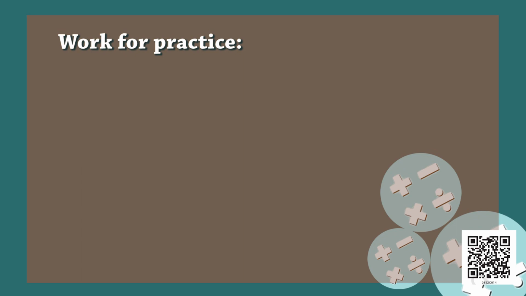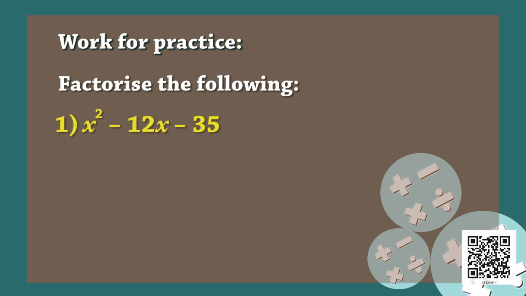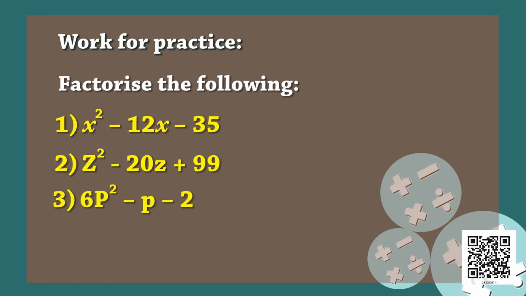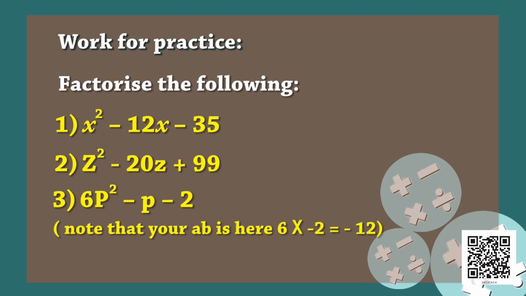Work for practice. Factorize the following. 1. x square minus 12x minus 35. 2. z square minus 20z plus 99. 3. 6p square minus p minus 2. For the last problem, note that your a into b is here 6 into minus 2, that is equal to minus 12. From that, you try to find the factors by applying the fourth method.